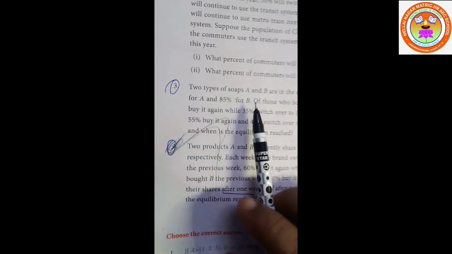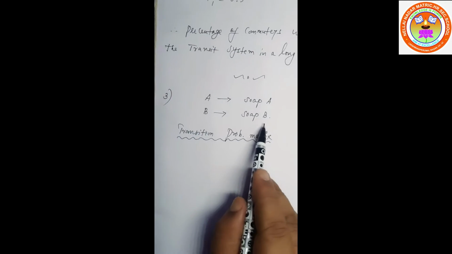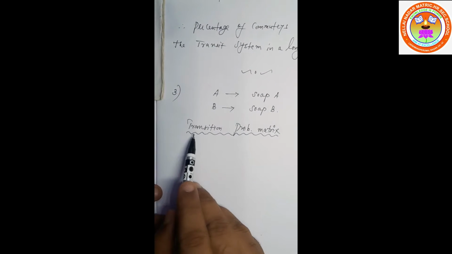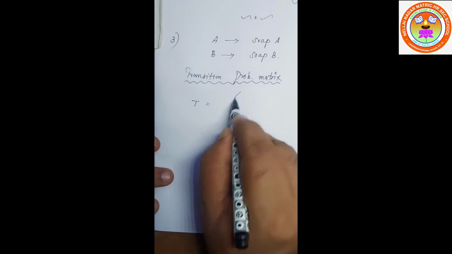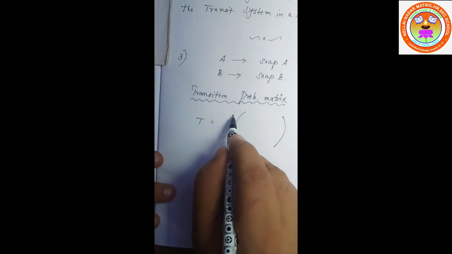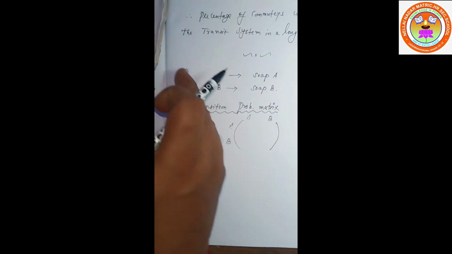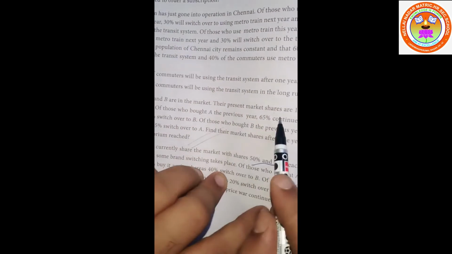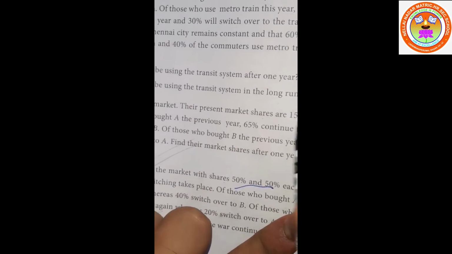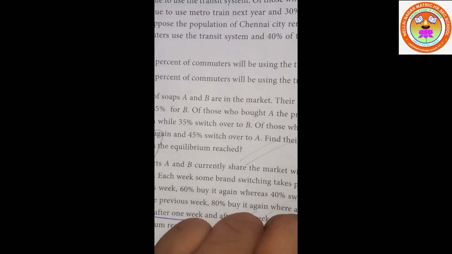Here we have two different types of soaps, A and B, in the market. I consider capital A as soap A and capital B as soap B. Straight away we can write the transition probability matrix, represented by the letter T. So it is a 2 by 2 matrix. What are the two products? A and B, A and B. Listen. Their present market shares are 15% for A and 85% for B. 15 plus 85, 100% together.